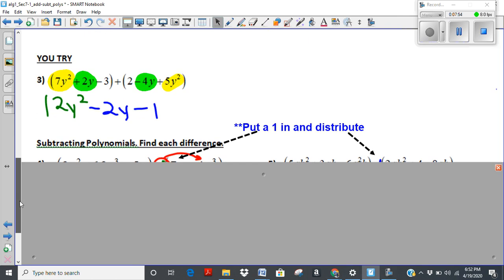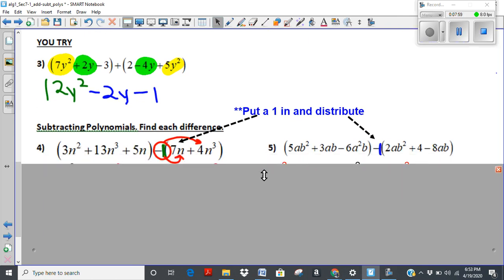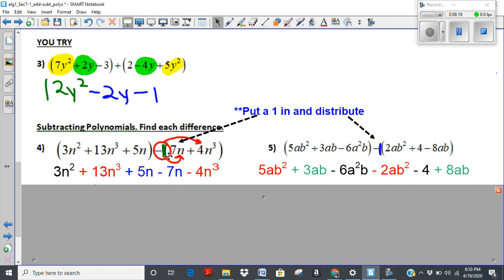Now subtracting can get tricky. So here's the big tip I'm going to give you. Anytime you've got subtraction between two different sets of polynomials, my advice is put a 1 in between the minus sign and the parenthesis, and then just distribute the negative 1. Okay, so this first one doesn't change. I would leave that the same. The second one here, negative 1 times 7n, negative 7n. Negative 1 times 4n cubed, negative 4n cubed. So we're going to be subtracting 7n and subtracting 4n cubed.